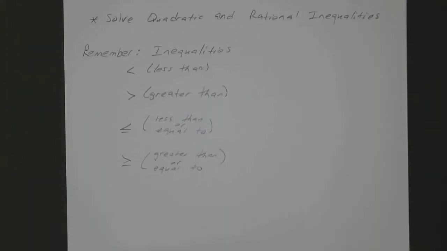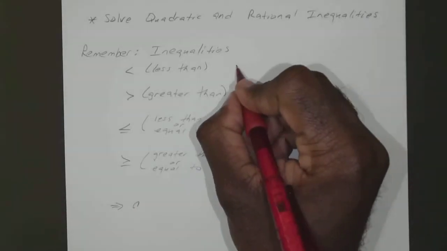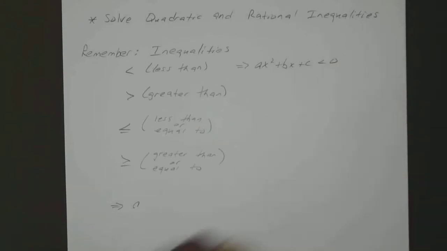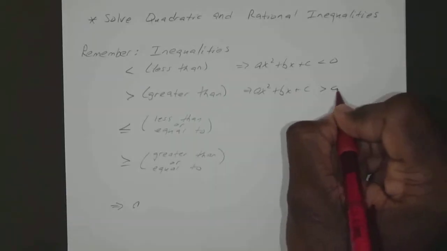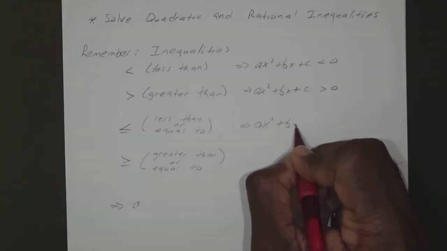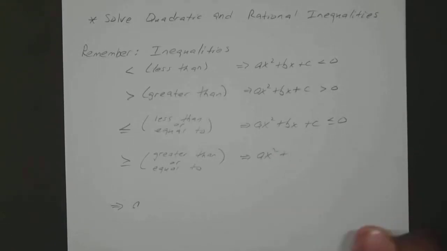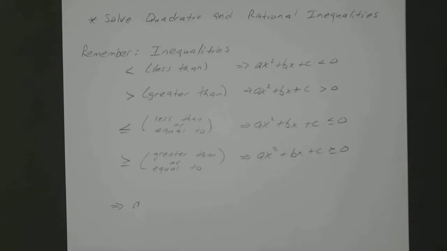Okay. Now for a quadratic equation, that would just be in the form, well, I'll put it right next to it. Ax squared plus bx plus c is less than 0. Ax squared plus bx plus c is greater than 0, or you're less than or equal to of the same ones. Ax squared plus bx plus c is less than or equal to 0. Ax squared plus bx plus c is greater than or equal to 0.